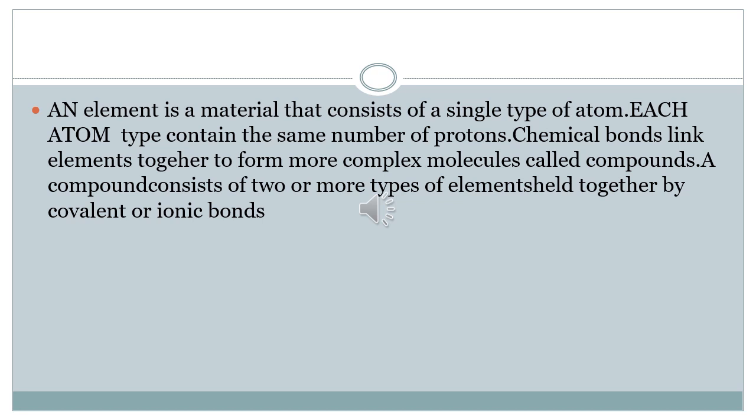Write fast, and I will read it once again. An element is a material that consists of a single type of atom. Each atom type contains the same number of protons. Chemical bonds link elements together to form more complex molecules called compounds. A compound consists of two or more types of elements held together by covalent or ionic bonds. Write fast, children.